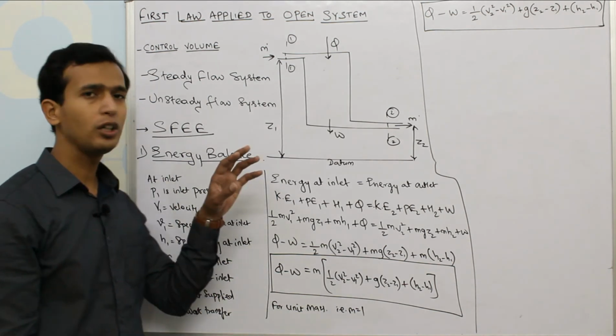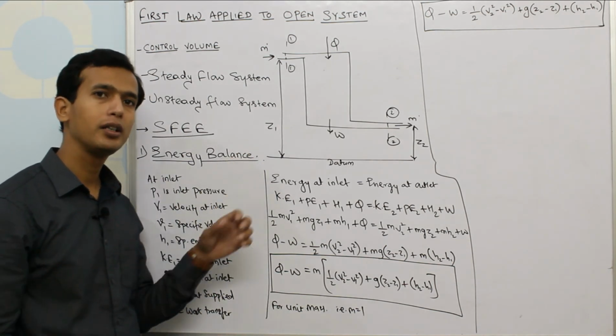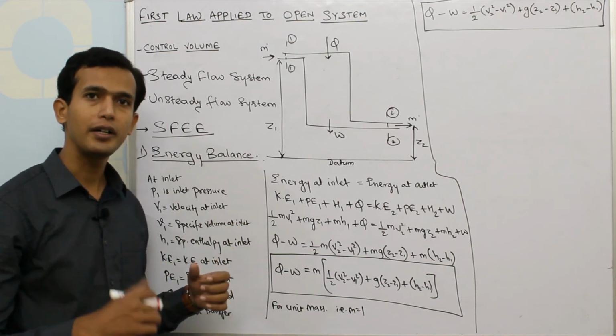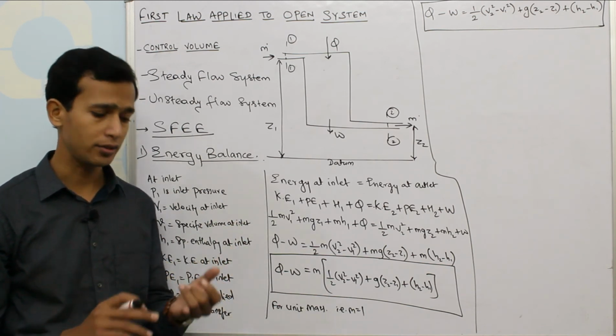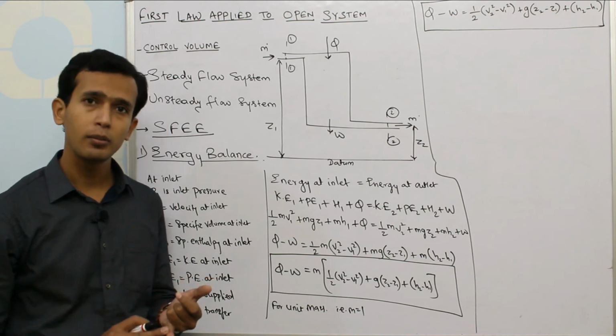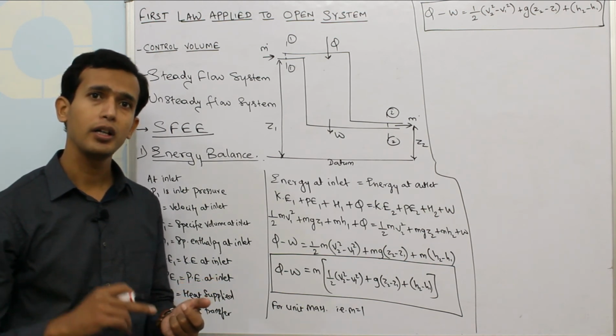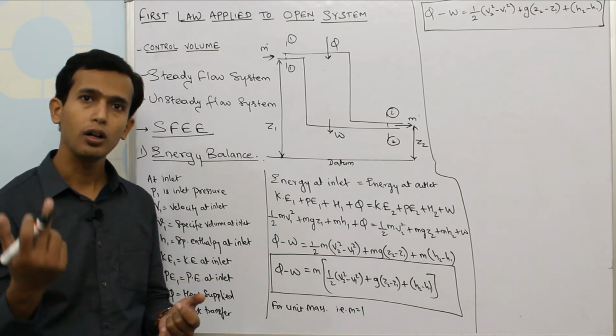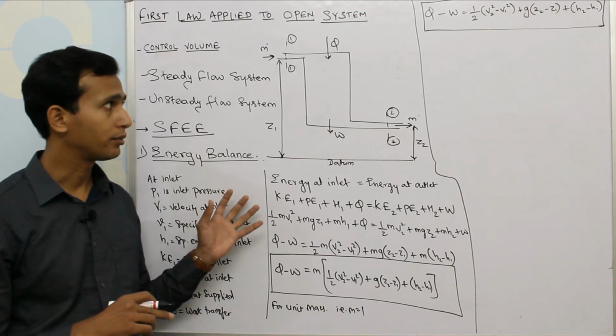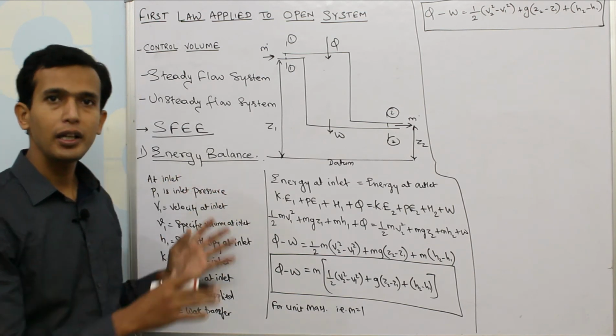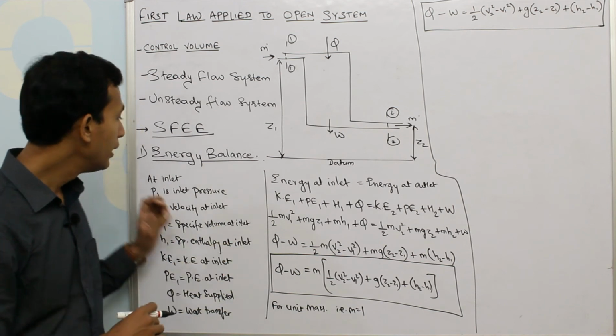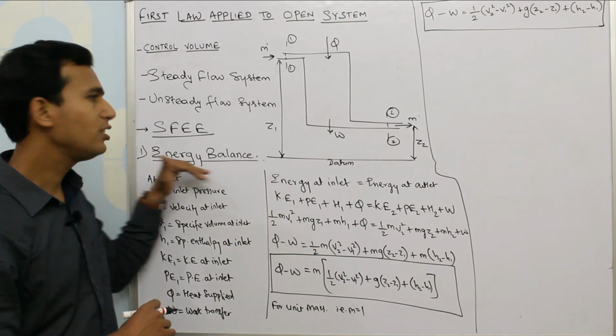So using this equation, we can identify the various interactions which are taking place in various devices such as nozzles, then steam turbine, steam condenser, or you can talk about a compressor or a water turbine, something else. So these are the various equations. Now this was the energy balance.